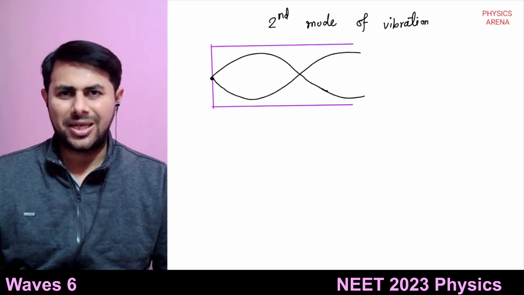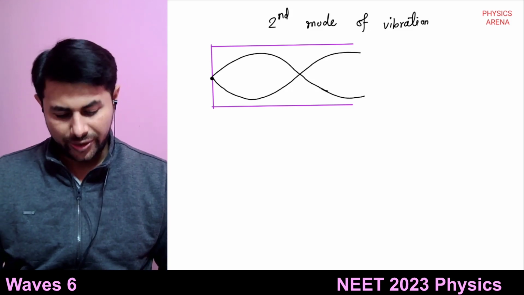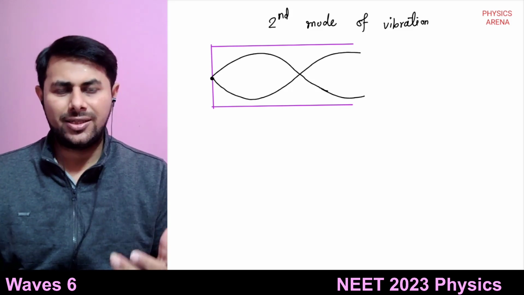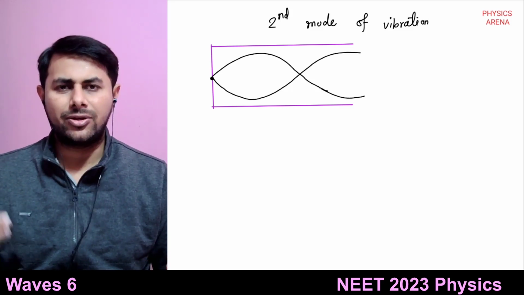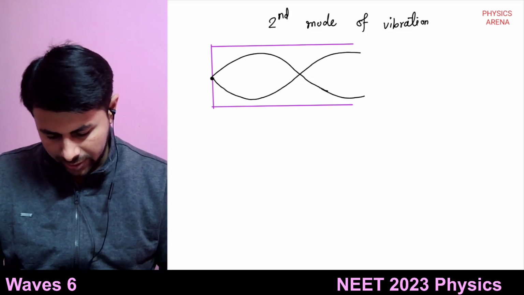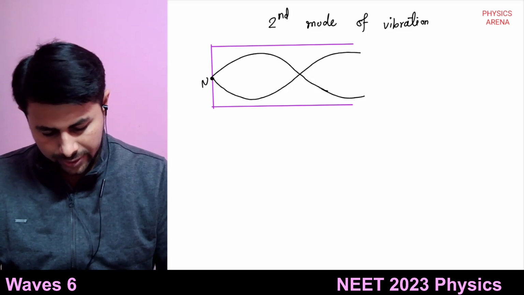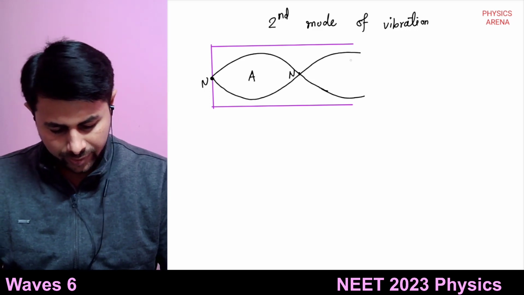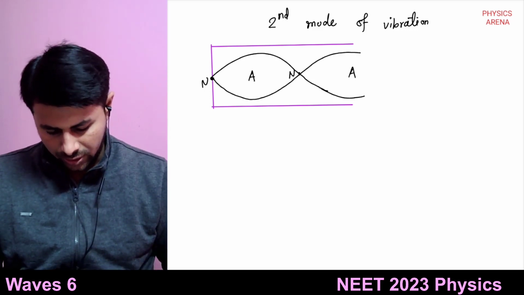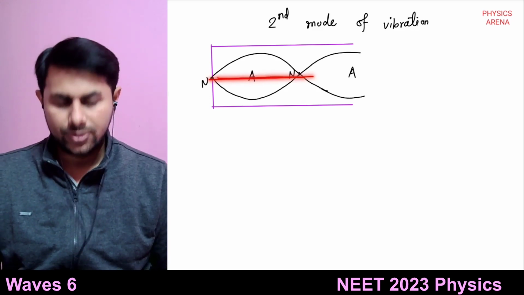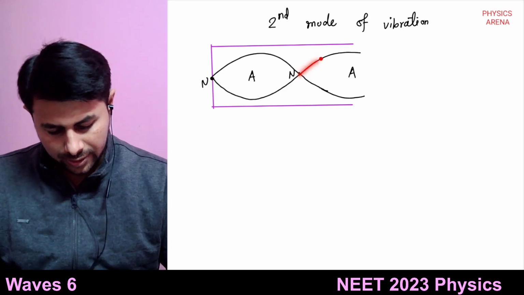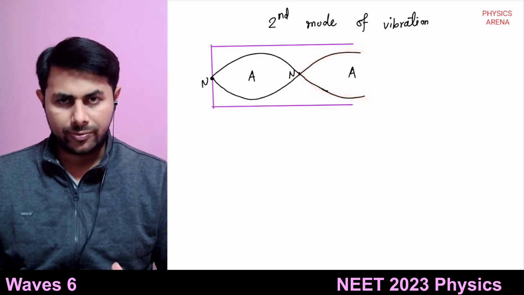So actually loops are not forming. There is no string. These are compressions and rarefactions. We are visualizing them as a vibration of a string. So this is a node, this is an antinode, this is a node, another antinode. So how much is this distance? We know this distance is equal to lambda by 2. This distance is lambda by 4.